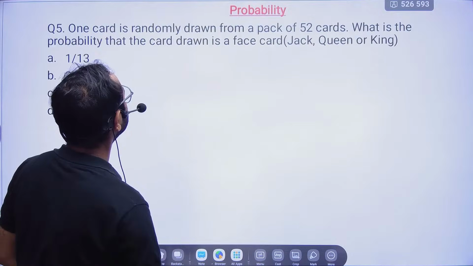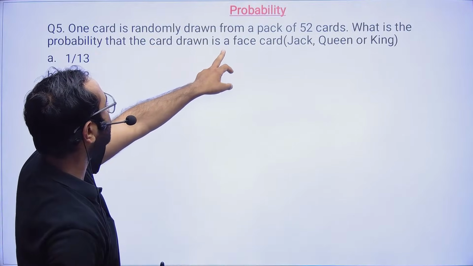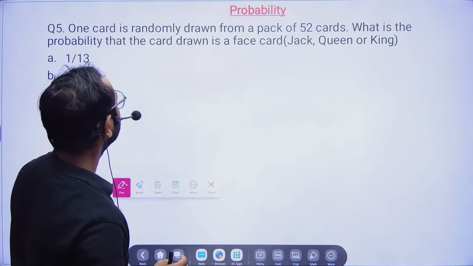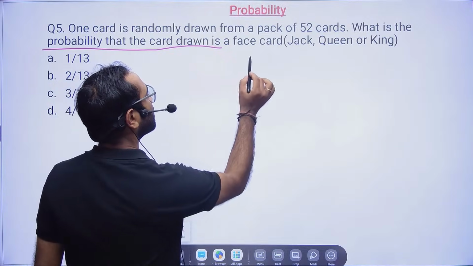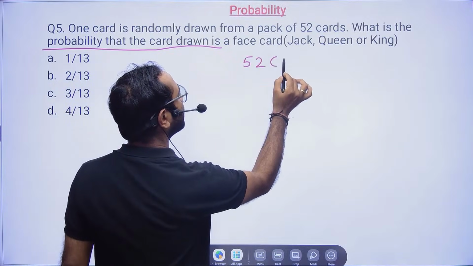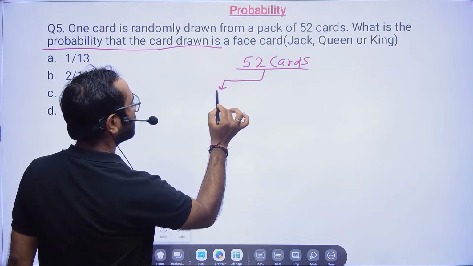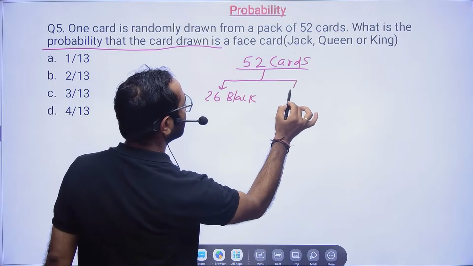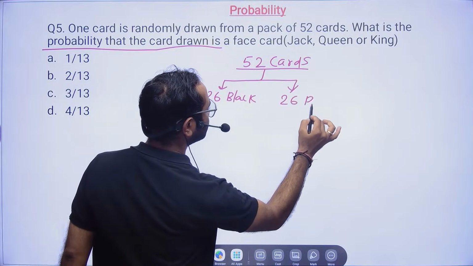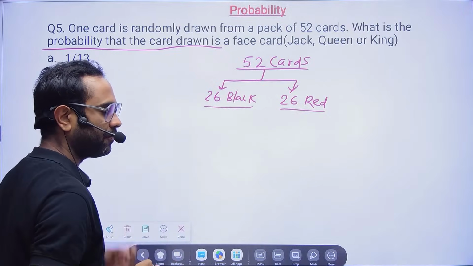Now the next question in front of you. One card is randomly drawn from a pack of 52 cards. What is the probability that the card drawn is a face card? So total cards you will be having 52. I will just give you some hints. Out of that, 26 will be black and 26 cards will be red.